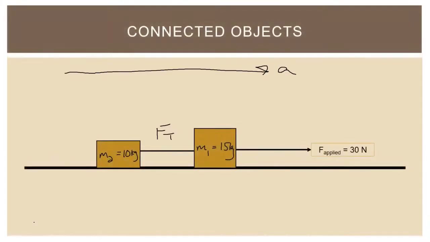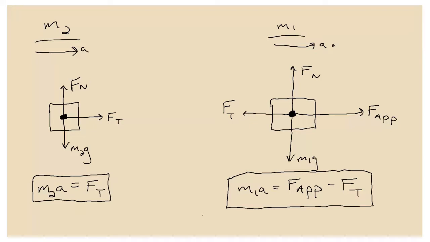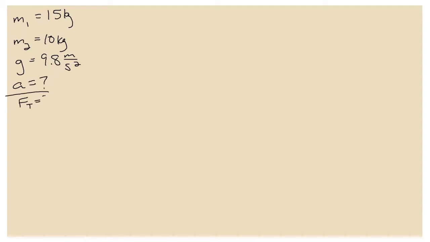And that means it's going to be very easy for us to combine these equations by adding them. And so again, let's just go ahead and solve this problem for the acceleration, and let's solve for the force of tension. And so the first thing we're going to do is solve for the acceleration. To do that, the best thing to do is to add the equations. And so we'll say here that M1, just to remind ourselves, is 15 kilograms. M2 is 10 kilograms. G is 9.8 meters per second squared. We're looking for the acceleration, and we're looking for the force of tension.